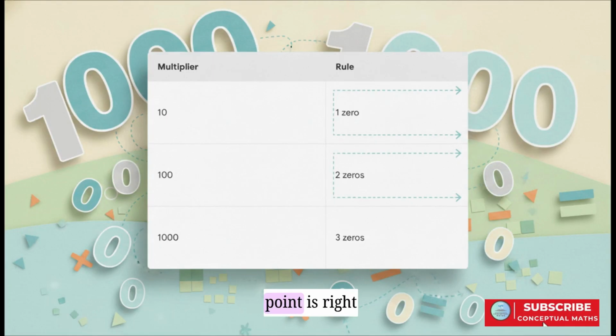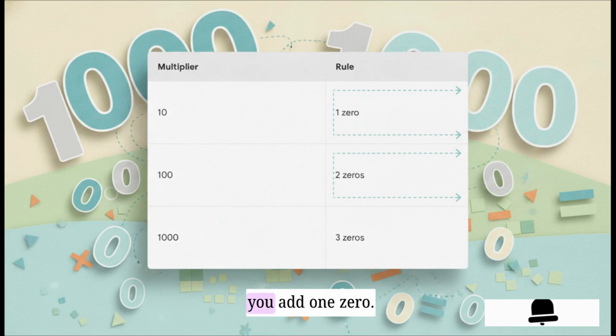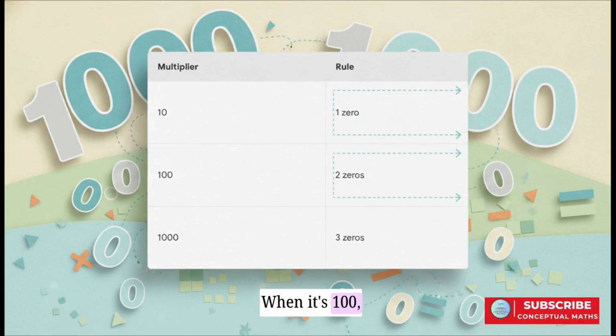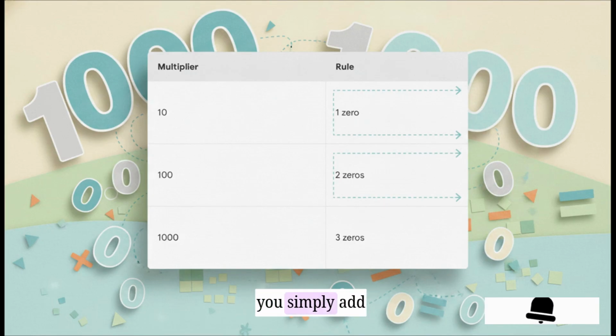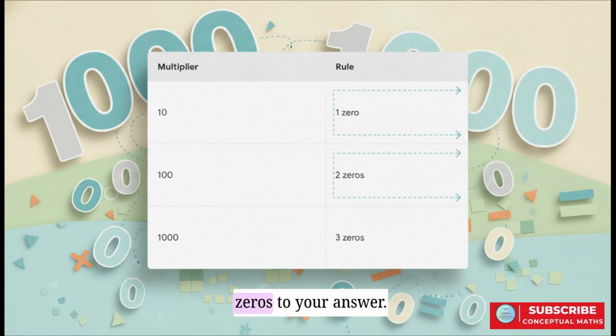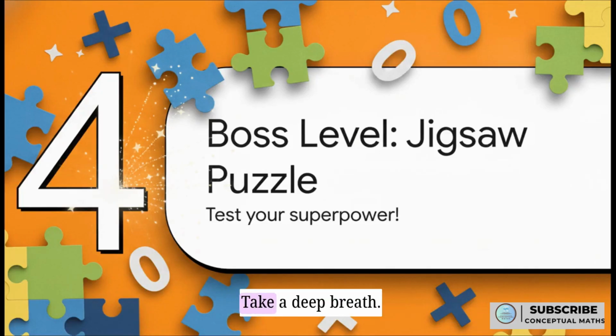So the crucial point is right here in this summary. Let's lock this pattern in perfectly. When your multiplier is 10, you add 1 zero. When it's 100, you add 2 zeros. And when it's 1,000, you add 3 zeros. However many zeros are in the multiplier, you simply add that exact number of zeros to your answer, the whole shebang right there. All right, take a deep breath.